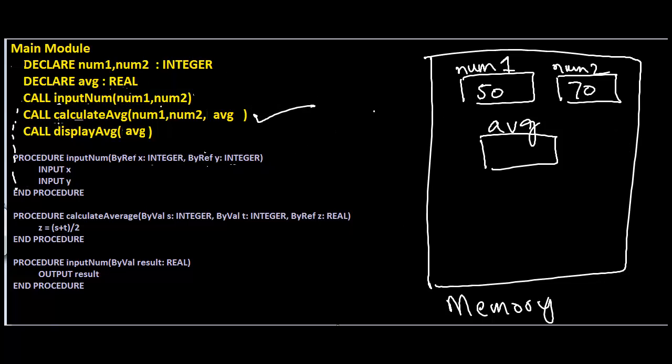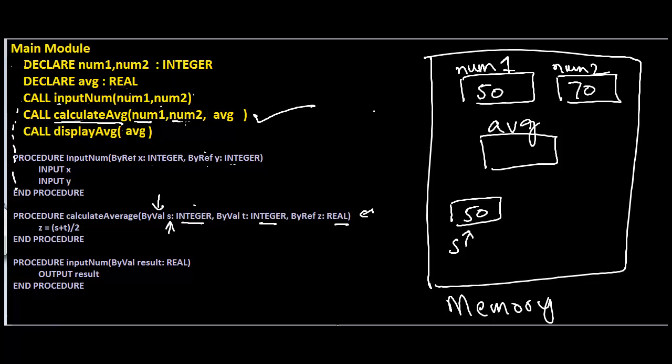Okay, so now the call is being made to the calculate average procedure. And when we take a look at the definition, we can see that it is accepting three parameters: integer, integer and real. So the first parameter is integer and it is being passed by value. This is the first parameter, num1, that is being passed by value. So a copy of num1 is going to be made, and this s is going to point towards that copy.